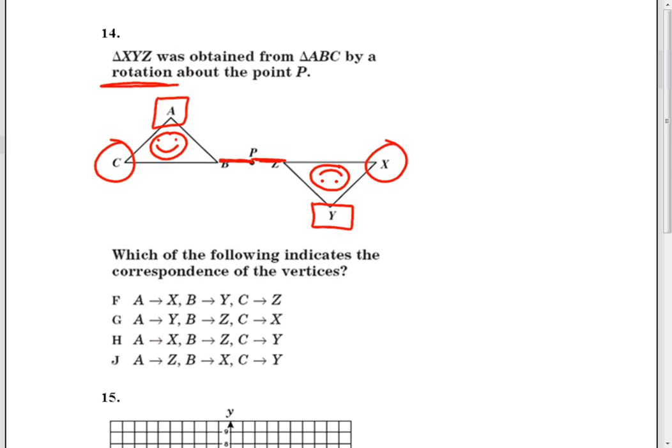If you can't see that, some people have trouble visualizing things like that. Think about how far it is from the centered points. C is the farthest away. X is the farthest away. They correspond. B and Z are closest, so they must correspond. Which choice shows that correspondence? G. Choice G.